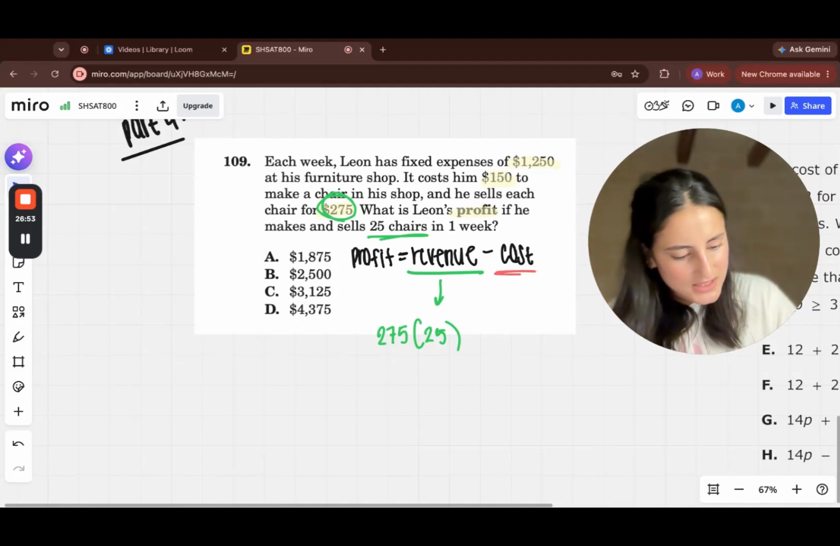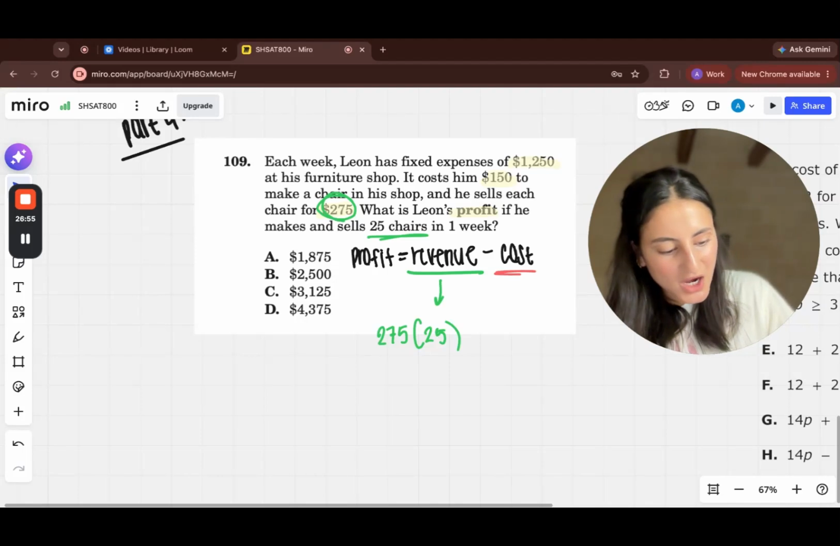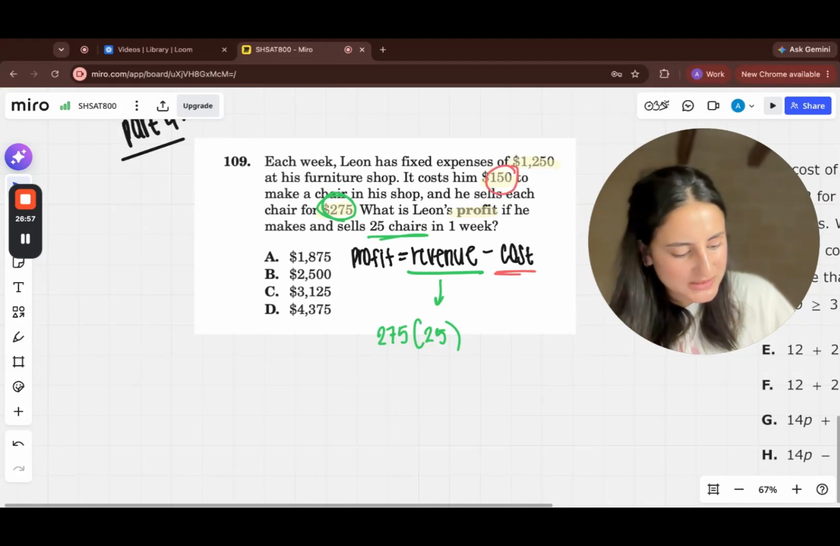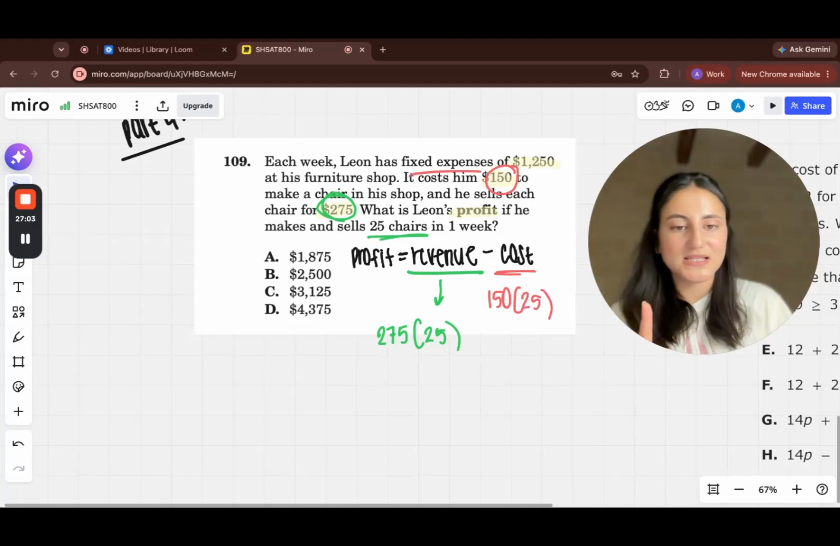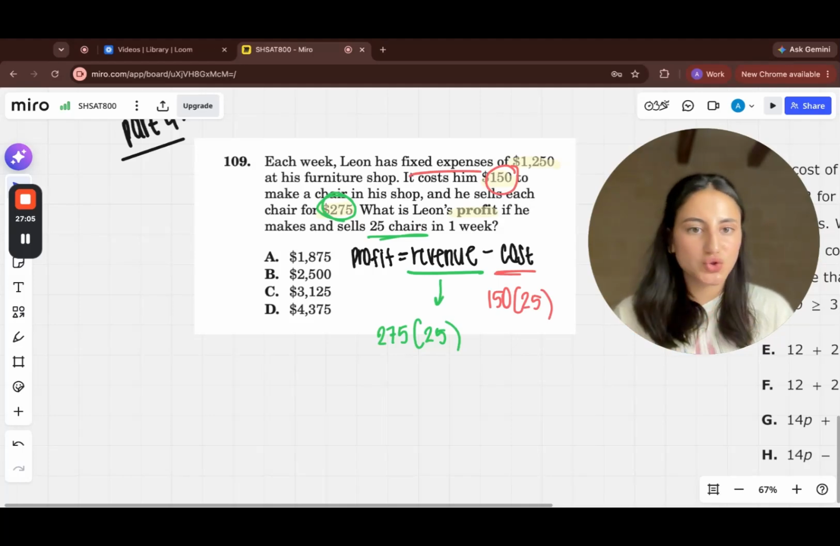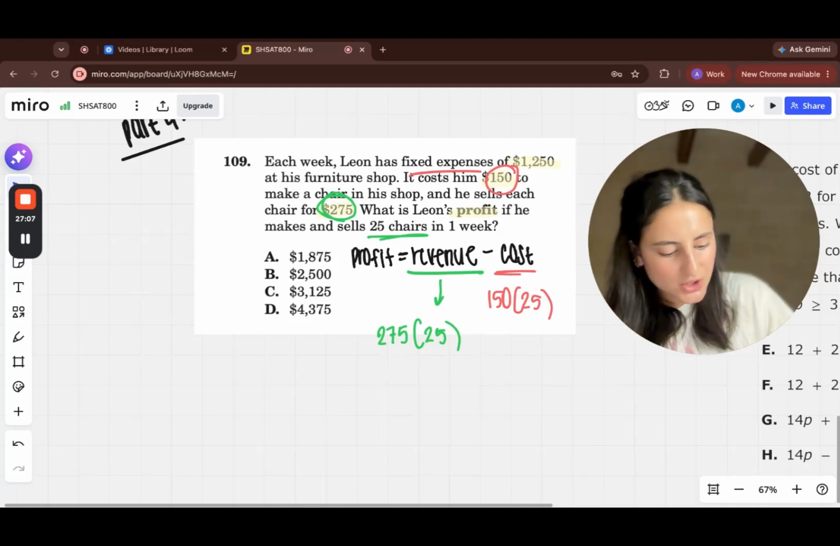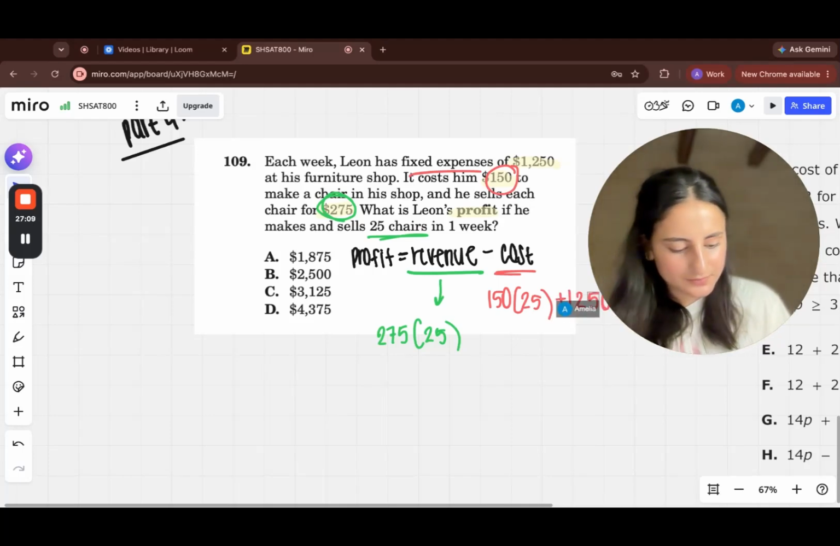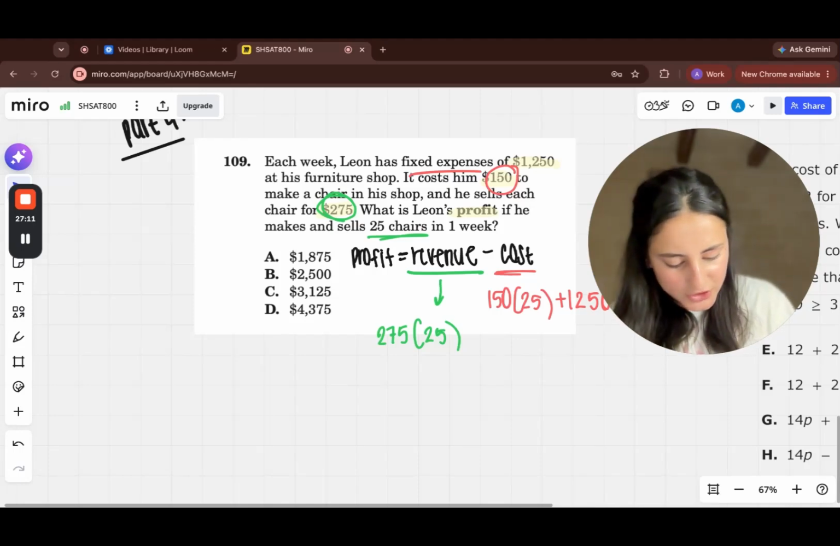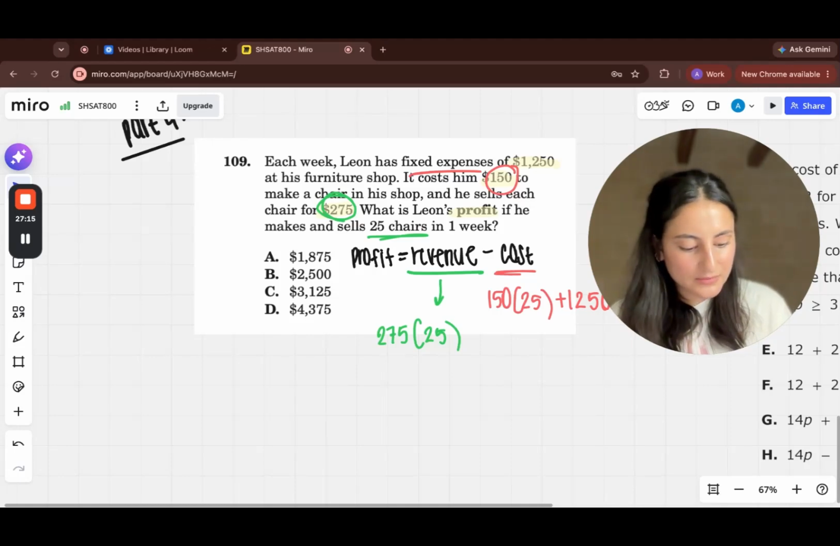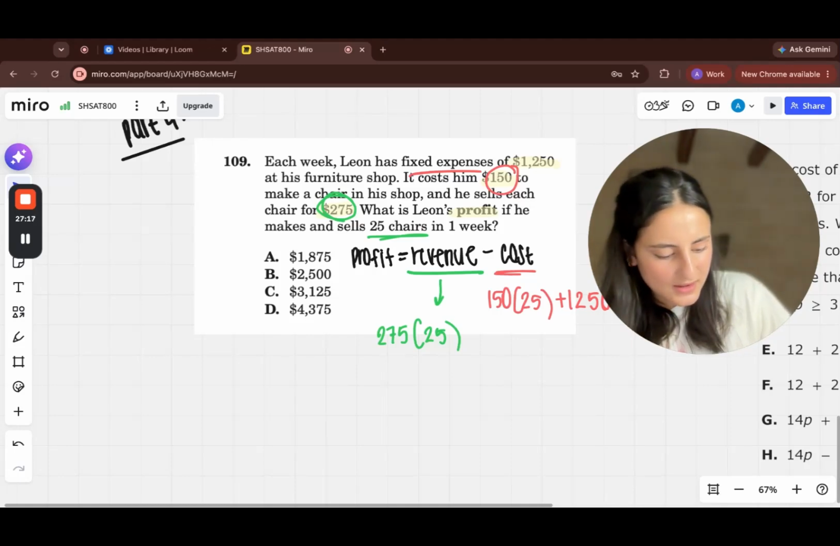So the cost, it shows it costs him $150 to make a chair. So this is $150 times 25. But let's not forget about the fixed expenses. So this is a one-time cost of $1,258. So we're going to add that to the cost here. Okay, great. Let's solve each one separately now. 275 times 25. We can go ahead and solve this on the side.